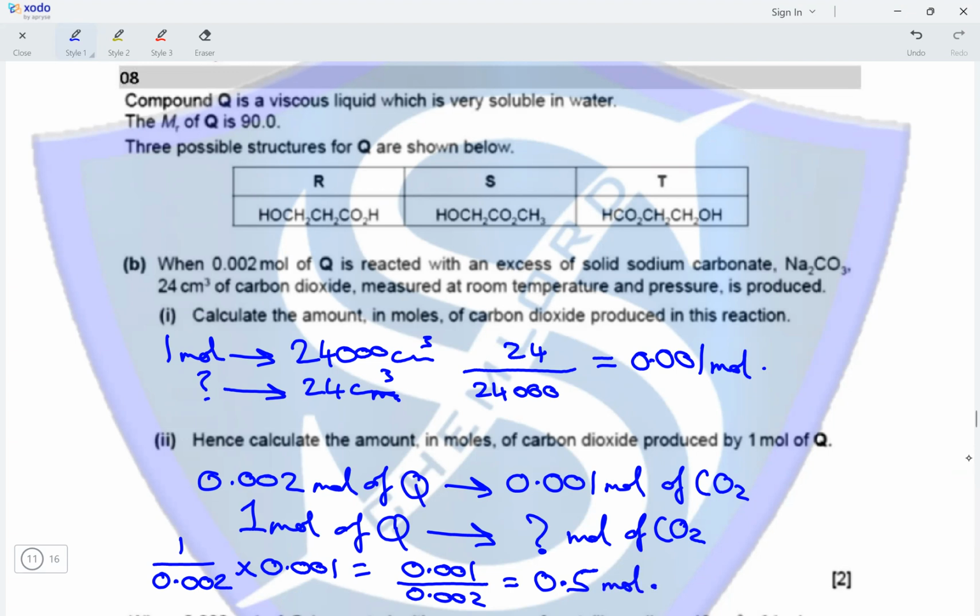moles. The reaction stated is with sodium carbonate, so we don't need to write the reaction here. Just calculate the moles of carbon dioxide that will be produced. 0.001 moles of CO2 are produced from 0.002 moles of Q. So 1 mole of Q will produce how much? That would be half, because the molar ratio is 1:2. So 1 mole of Q produces half a mole of carbon dioxide.